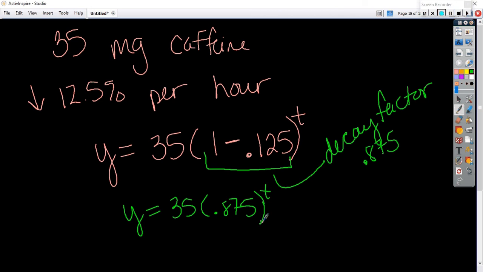So what we were just talking about, where is your asymptote in this equation? At zero, right? So it's never actually going to be zero. That's one of those like half-life things, I guess, that it cuts in half and then half and then half.